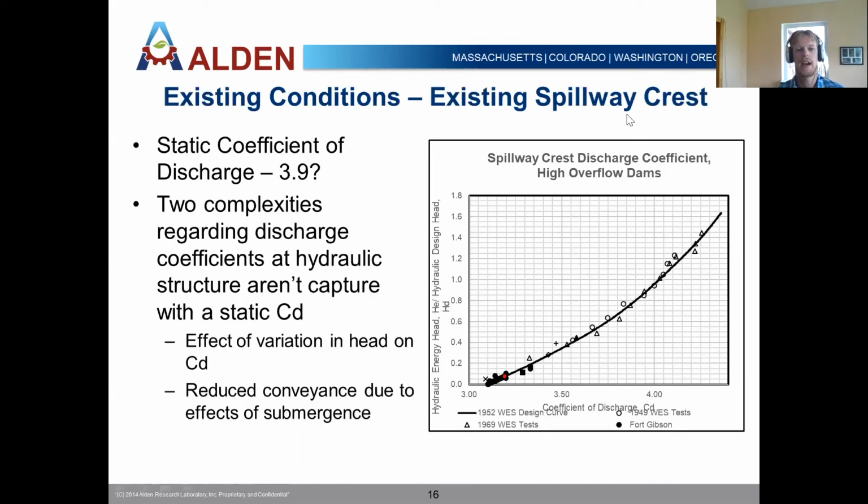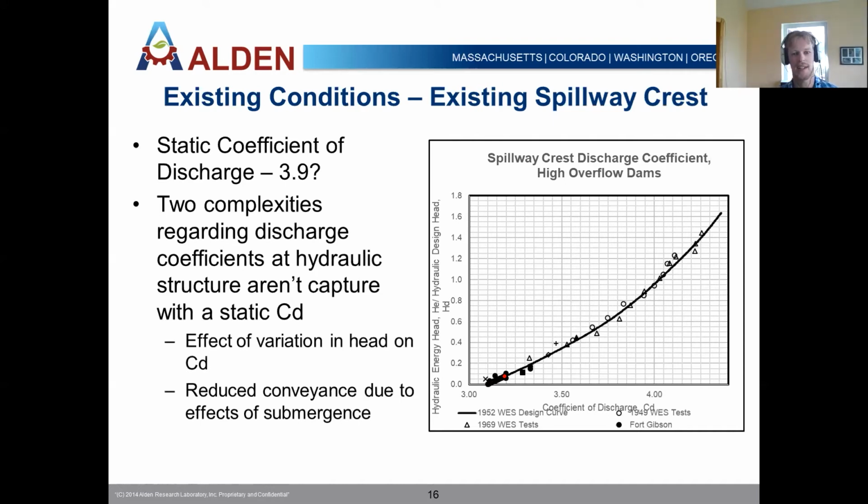So how do you resolve this existing dam crest? I mean, you could just pick a coefficient of discharge. You look up your OG crest, assume it's at your full hydraulic head, and you could come up with a value, say 3.9. Well, there's quite a lot of uncertainty with that.